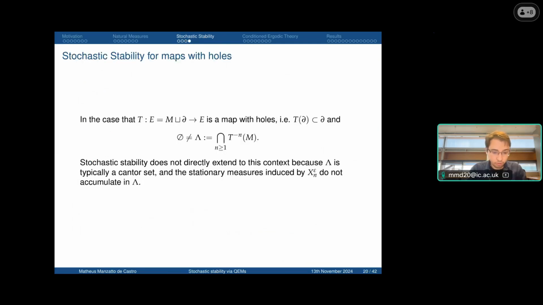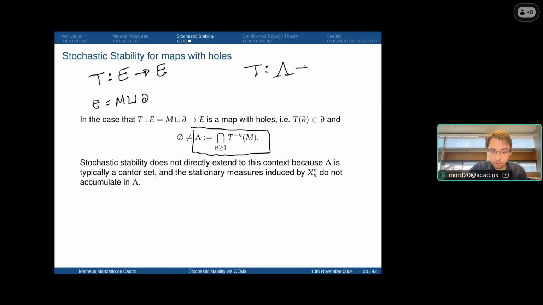However, what is interesting to observe is that this notion of stochastic stability cannot be done, at least not in a trivial way, for maps with holes. So for maps with holes, what I'm defining here would be some T that goes from E to E, and this E, again due to historical reasons, I'm writing as M union the boundary. So you would like to find this set lambda, an invariant set of the points that never leave M. And then what people in dynamical systems with holes try to understand is what we can say about the dynamics going from lambda to lambda.